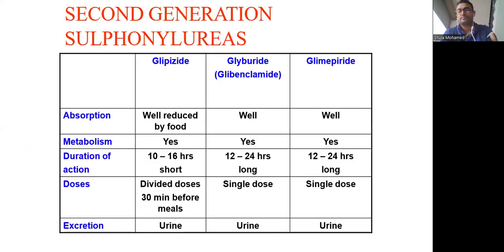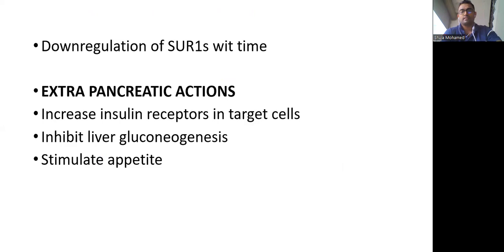So this chart, I have made it to make your life easier. Actually, what you have to do is go through the book and prepare a chart like that. My students are very busy, so I make their life a bit easier. A few of the extra pancreatic actions: I mentioned that it stimulates the appetite, so it tends to put you on weight. Okay.